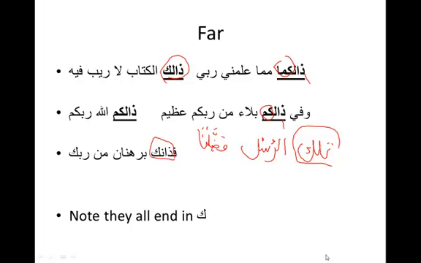Tilka, the feminine form of dhalika. Dhanika, tanika, and ulaika. Do I not have ulaika either? Okay. Ulaika ala hudam. I think I have it on the next slide, but you know ulaika. Ulaika ala hudam min rabbihim. All of these end with ka or kuma or kum. Very rarely, but usually they end with ka.